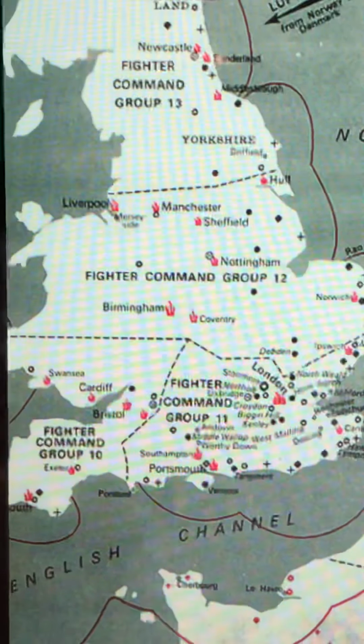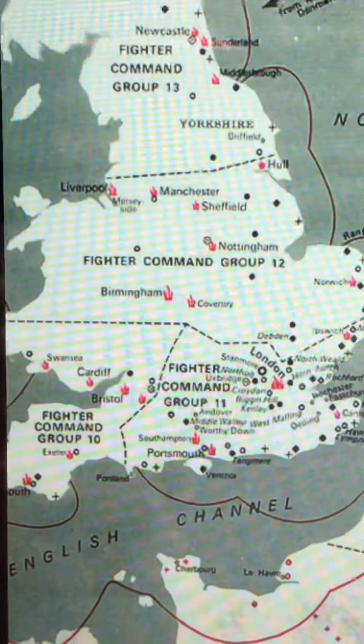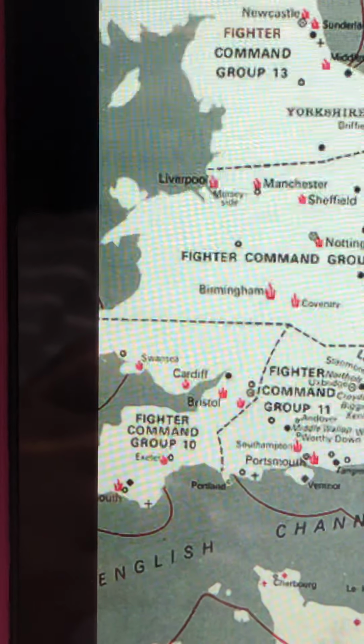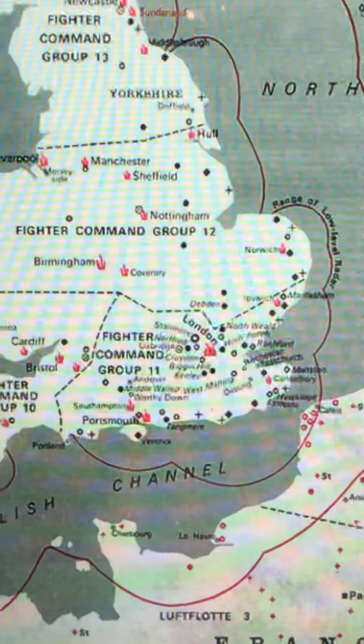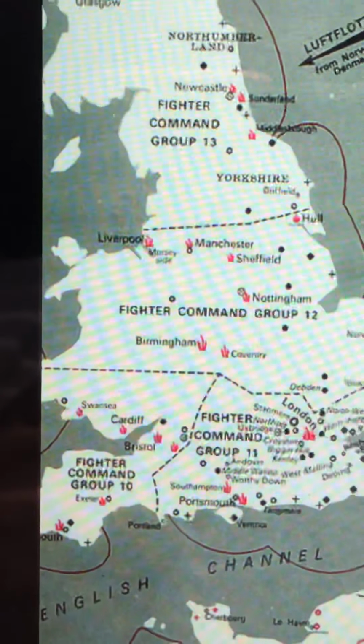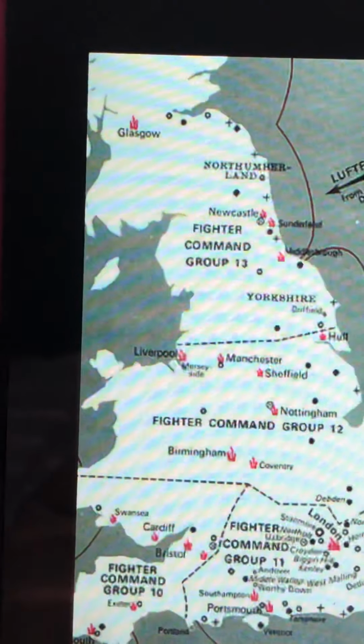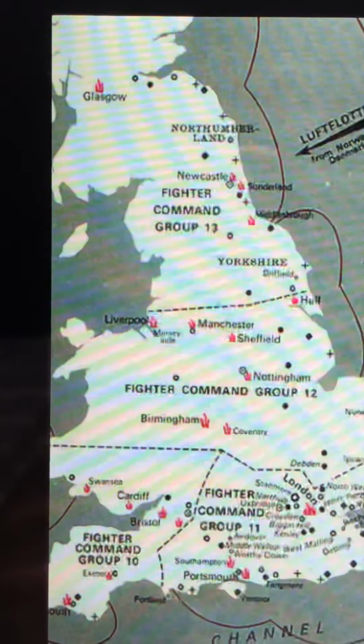On the British side, you had Air Chief Marshal Sir Hugh Dowding of Fighter Command. South West England, Fighter Command Group 10. South East in London, Fighter Command Group 11. The Midlands and North, Fighter Command Group 12. And in the North of England and Scotland, Fighter Command Group 13.